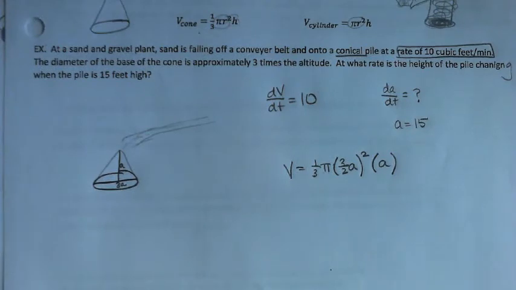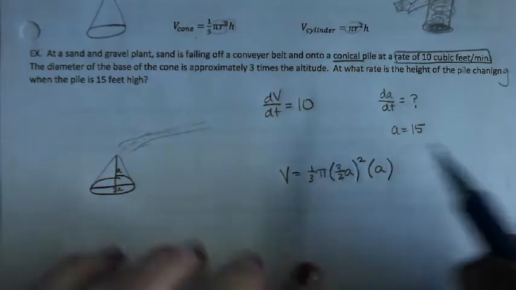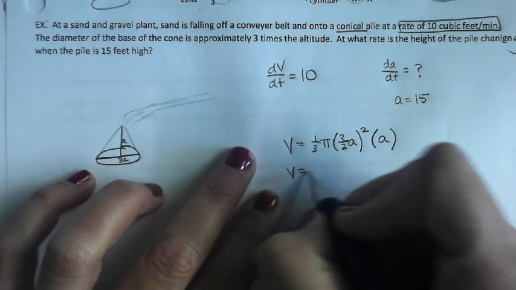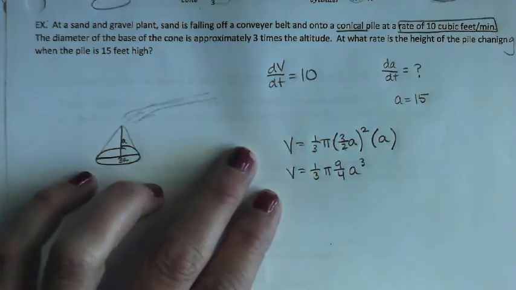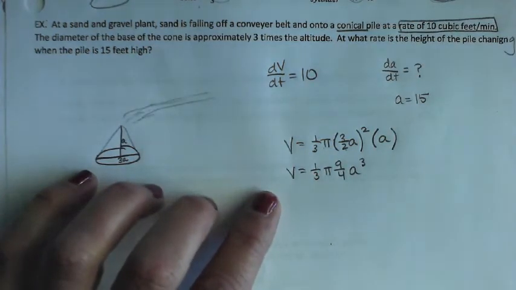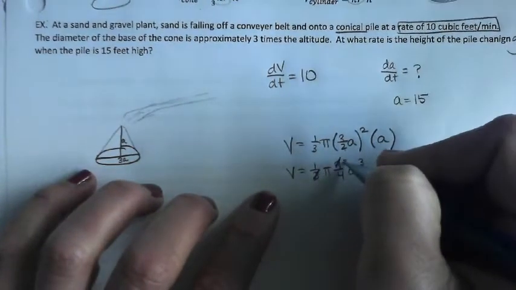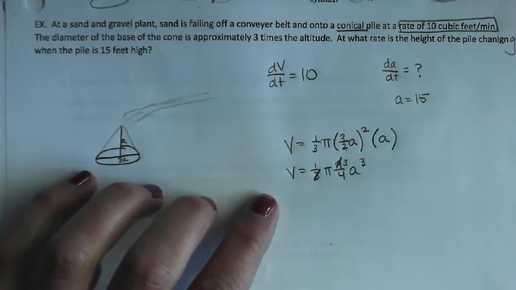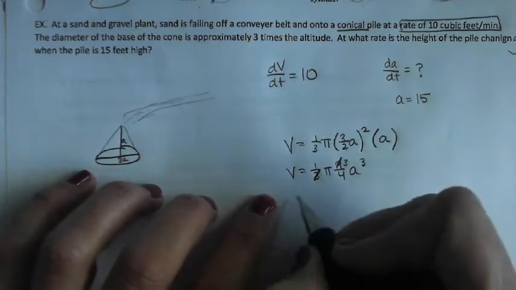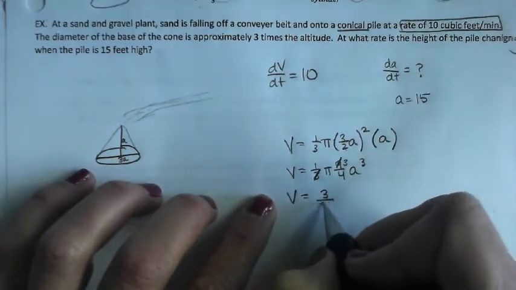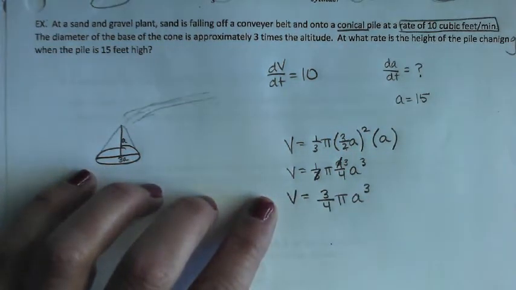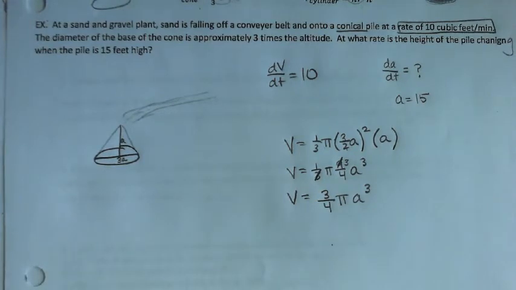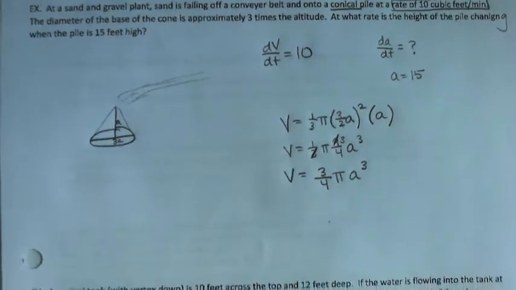Before deriving, I'm absolutely going to clean this up. Don't forget to square your 3/2. 1/3 pi, that's going to be 9/4 A cubed, yes? Again, before deriving, clean it up. Your 3 and your 9 can reduce. So the volume equals 3/4 pi A cubed. Do we have any constants? No, right? Everything is changing. So you can't plug anything in prior to deriving. So we're just going to jump into the derivative.